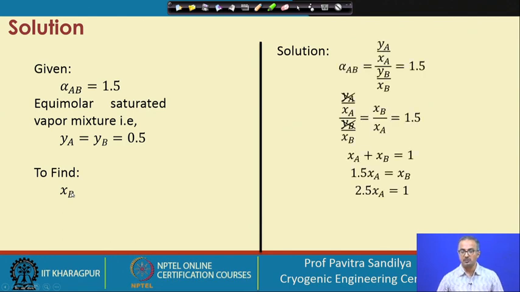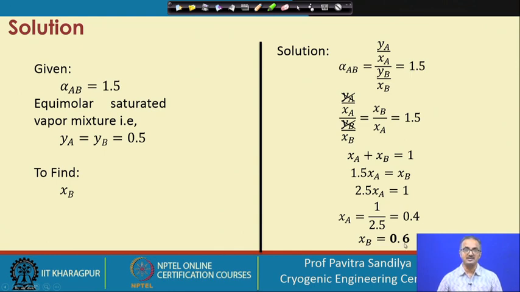Now for the solution, we go to the definition of alpha AB: YA by XA divided by YB by XB is equal to 1.5. Because YA is equal to YB, we can cancel out YA and YB and we are left with XB by XA. That means XB equals 1.5 XA. Now because XA plus XB is equal to 1, we substitute for XB as 1.5 XA and we get 2.5 XA equals 1.